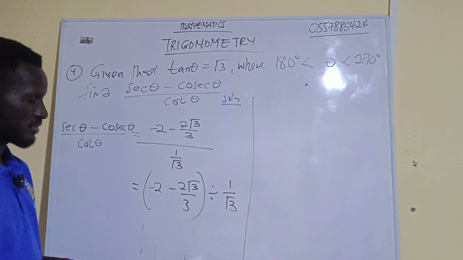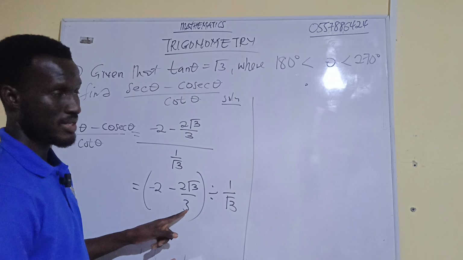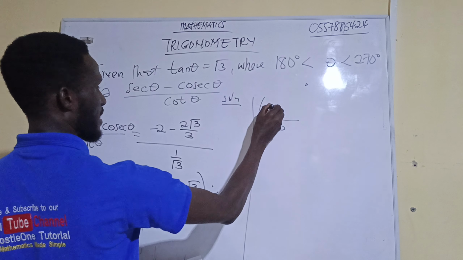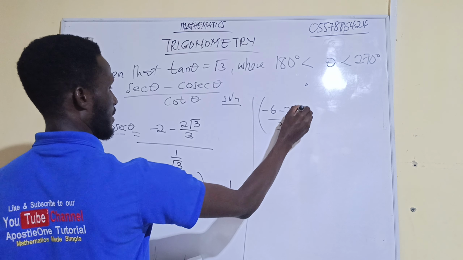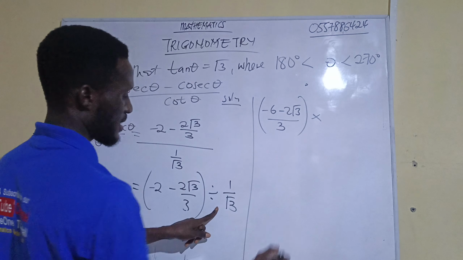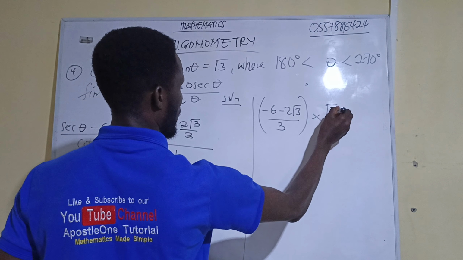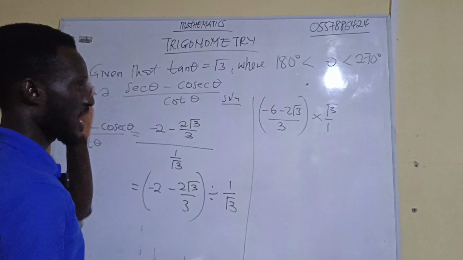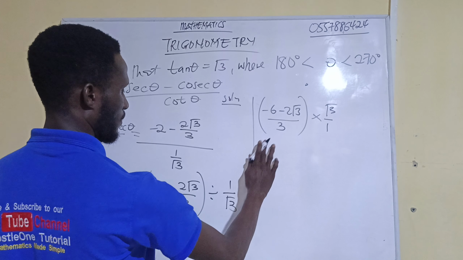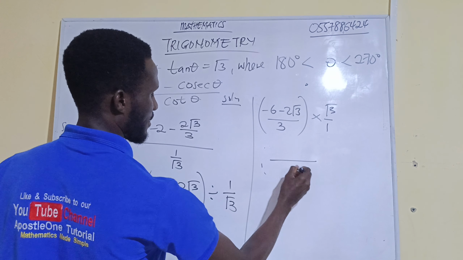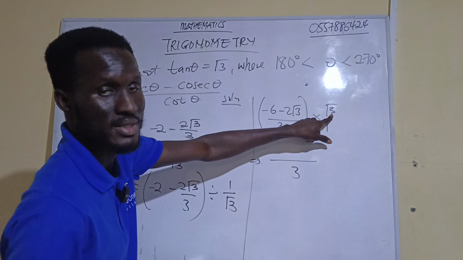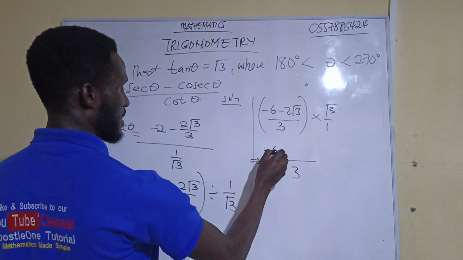Now, the LCM will give us what? The LCM will give us 3. So the 3 times minus 2 will give us minus 6 minus 2 root 3 when you find the LCM. You understand? Now, let me change this one to multiplication. You're going to get what? Root 3 divided by 1. So, what you have to do is that we need to use this one to multiply this. Now, 1 times 3 is 3. Root 3 times minus 6 will give us minus 6 root 3.